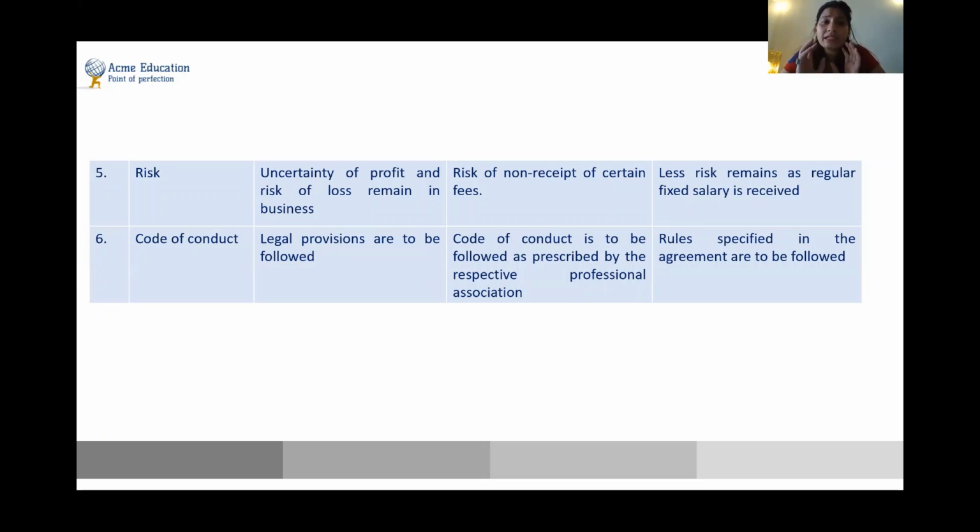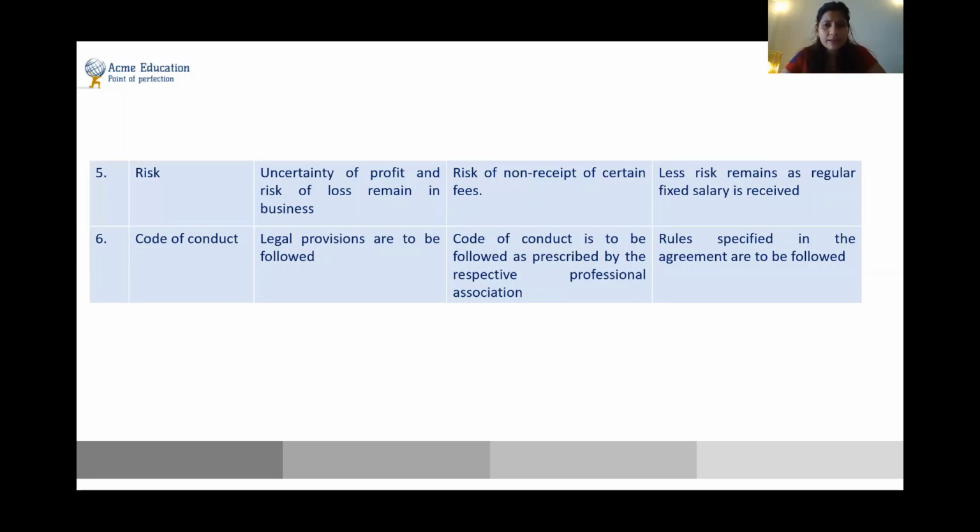Yes, there are certain legal rules and regulations by the government that you will have to follow. Apart from that, there are no rules. When you're doing a professional activity, there are a lot of rules and regulations prescribed by the respective professional association. For example, a chartered accountant needs to follow all the rules and regulations set by the association of the CAs.